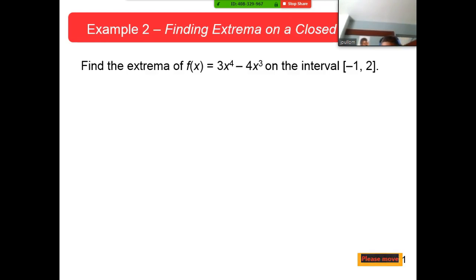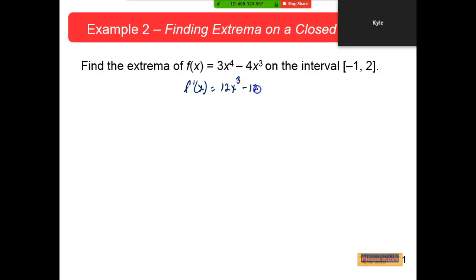So here's example 2. This is on page 209. Let's do it. Find the extrema of this function on this closed interval from -1 to 2. What's your first step? Take a derivative, f prime of x. Y'all are participating really well. What is that? A little louder. 12x to the third minus 12x squared. Perfect.